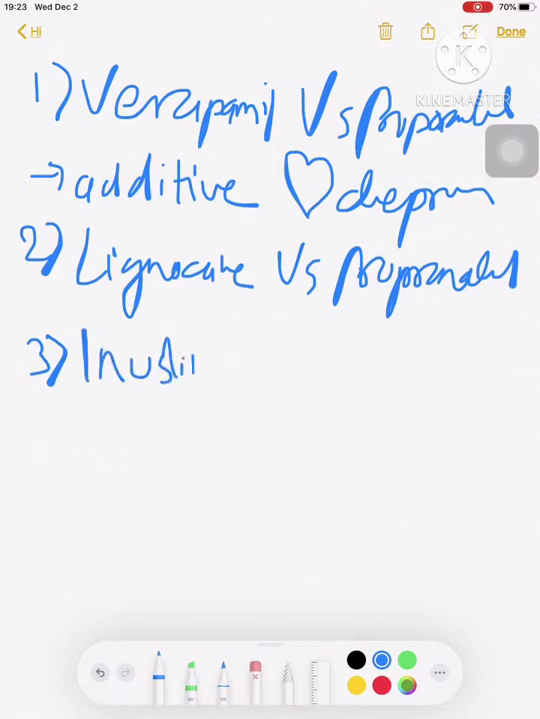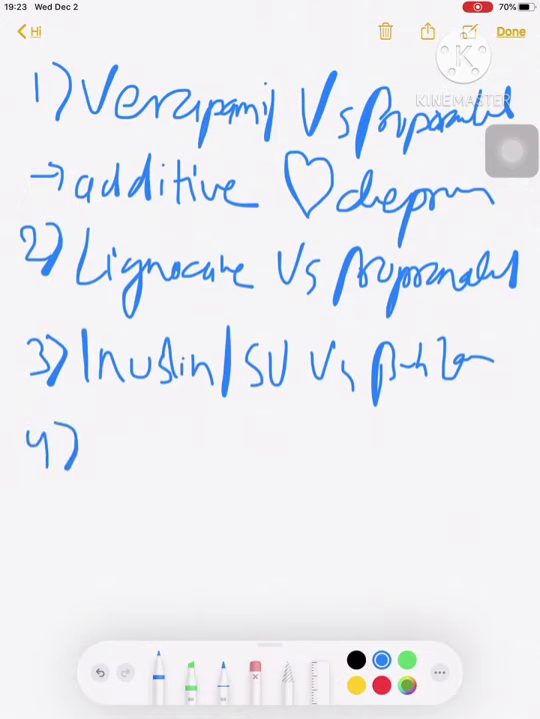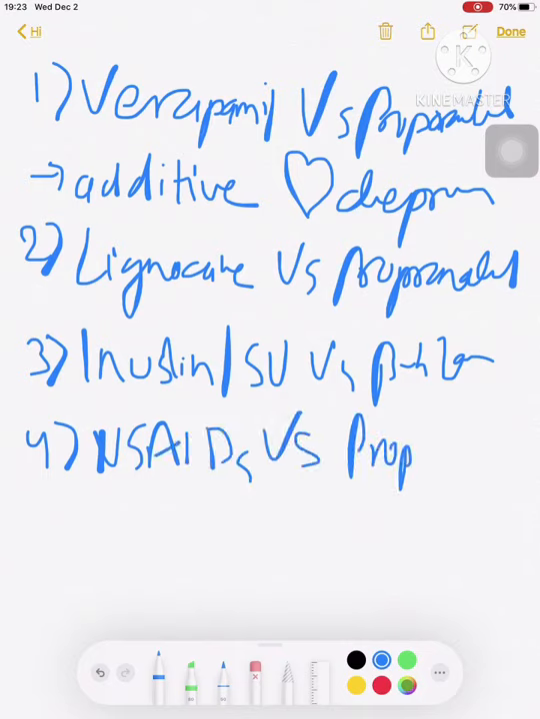Insulin or sulfonylureas versus beta blockers. Beta blockers inhibit glycogenolysis and delay the recovery from hypoglycemia, so you may have problems if you give beta blockers in a person taking insulin or sulfonylurea. So be very cautious. The last one is non-steroidal anti-inflammatory drugs versus propranolol.